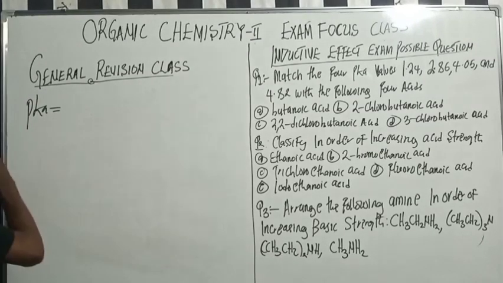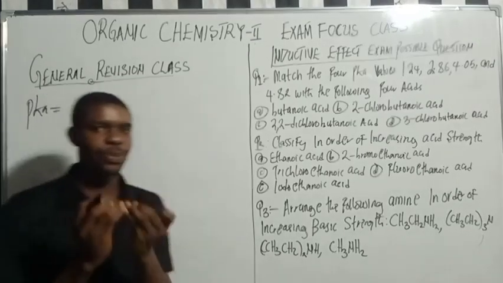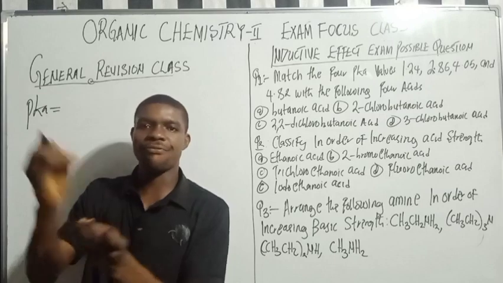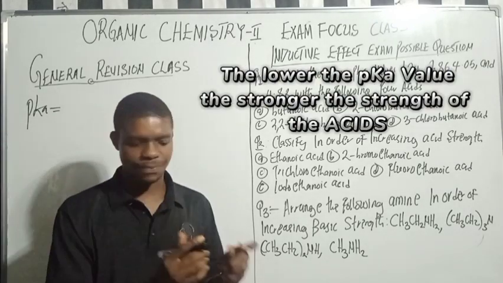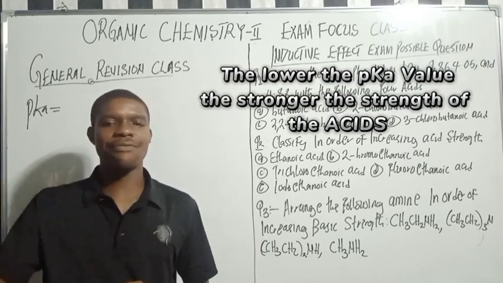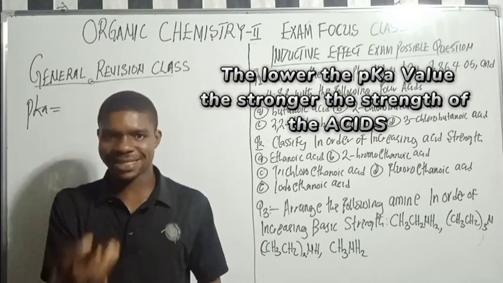So pKa determines the strength of an acid. And what you want to keep in mind is that the lower the pKa value of the acid, the stronger the acid strength. Please write it down. The lower the pKa value of an acid, the stronger the acid strength.